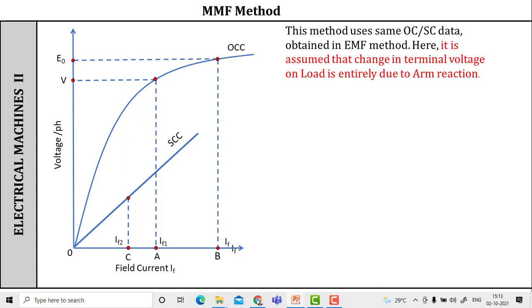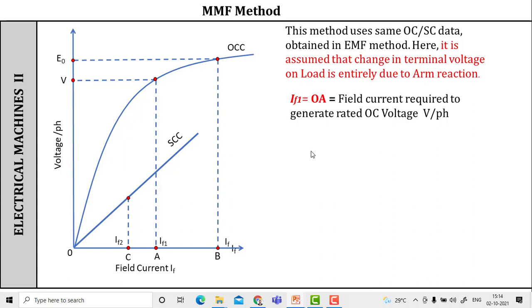Now from the open circuit test and short circuit test that have been conducted for the EMF method, we have plotted the OCC, open circuit characteristics, and short circuit characteristics here also. The x-axis is the field current and the y-axis is the open circuit generated EMF. Another y-axis is the short circuit current per phase. Now OCC is plotted, and that is the curve as shown in the figure. And the short circuit characteristic is a straight line passing through the origin.